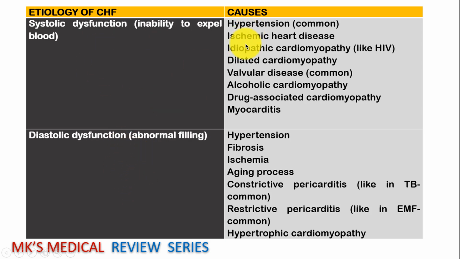Here you have hypertension, ischemic heart disease, idiopathic cardiomyopathies, which may be associated with HIV, dilated cardiomyopathies, valvular diseases, alcoholic cardiomyopathy, drug-associated cardiomyopathies, myocarditis. Then you may also have diastolic dysfunction, which may be due to abnormal filling that may result from hypertension, fibrosis, ischemia, angina, constrictive pericarditis, which is very common in TB, restrictive pericarditis, as well as hypertrophic cardiomyopathies.